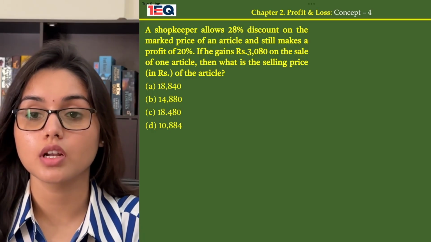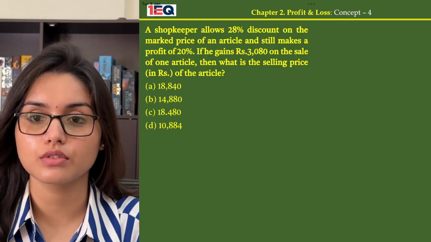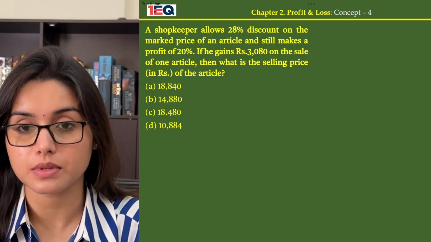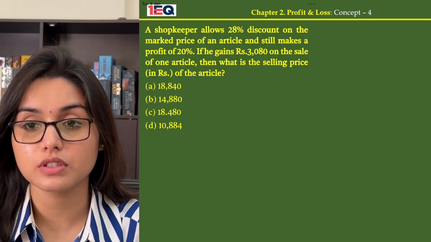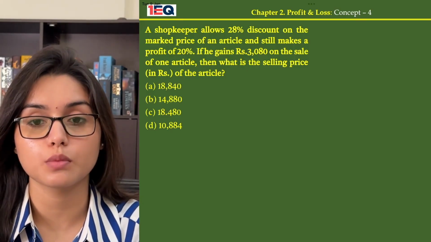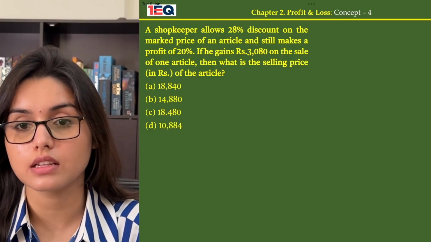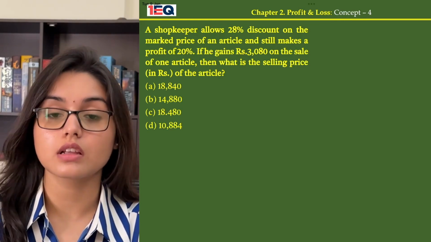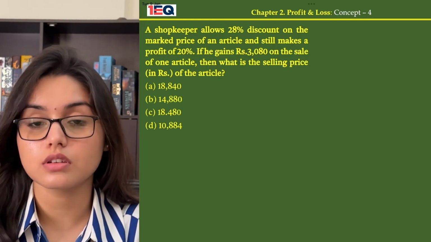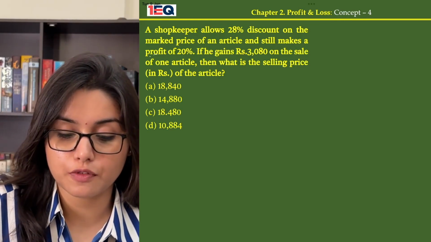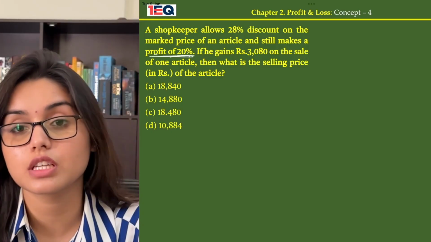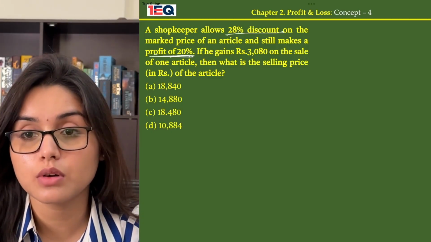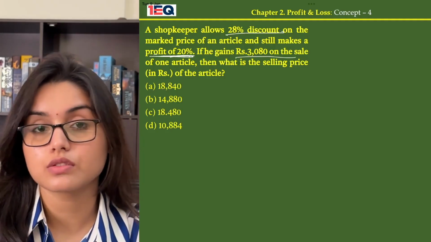A shopkeeper allows 28% discount on the marked price of an article and still makes a profit of 20%. If he gains rupees 3,080 on the sale of one article, then what is the selling price of the article? So in this question, they have told us that the shopkeeper earns a 20% profit. That is, profit is 20% even after giving a 28% discount. His gain amount is given as 3,080 rupees.